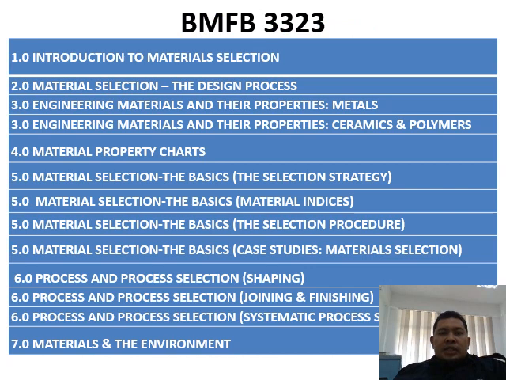So these are the chapters related to this course. First, we have the introduction of material selection, and then material selection in the design process, which you have learned in the manufacturing process courses. Then you have engineering materials and their properties, which you can relate to first year engineering materials, including ceramics, polymers, and metals. Some might relate to composites.